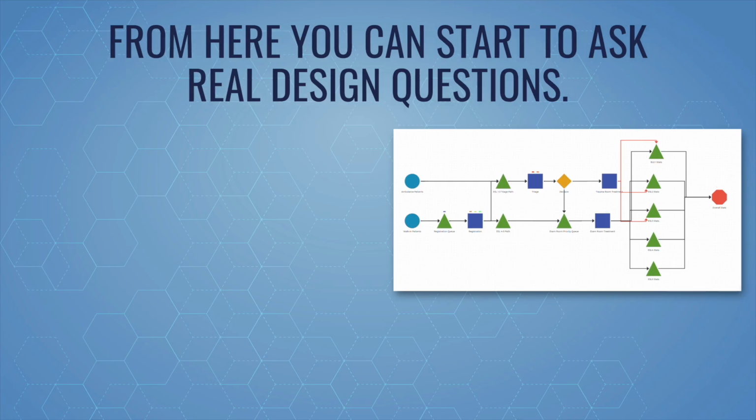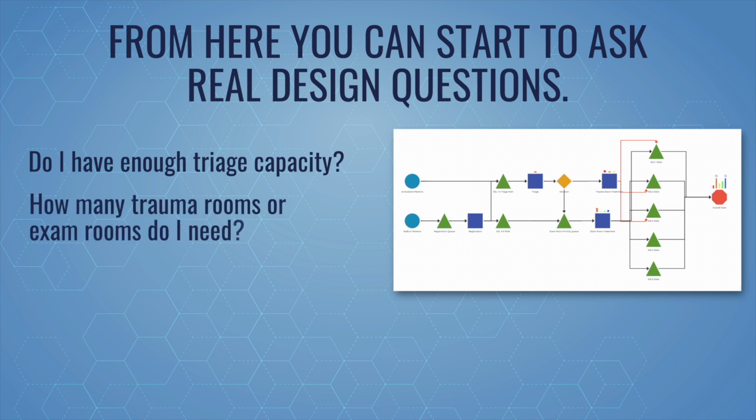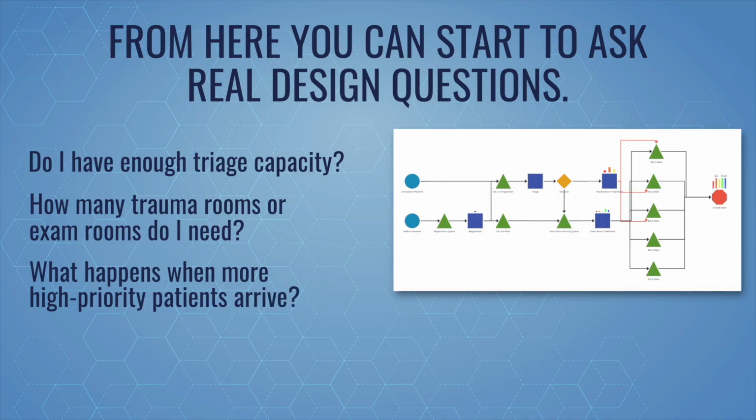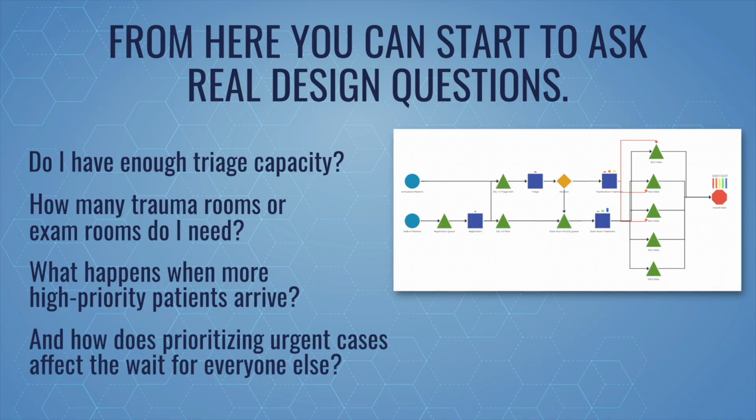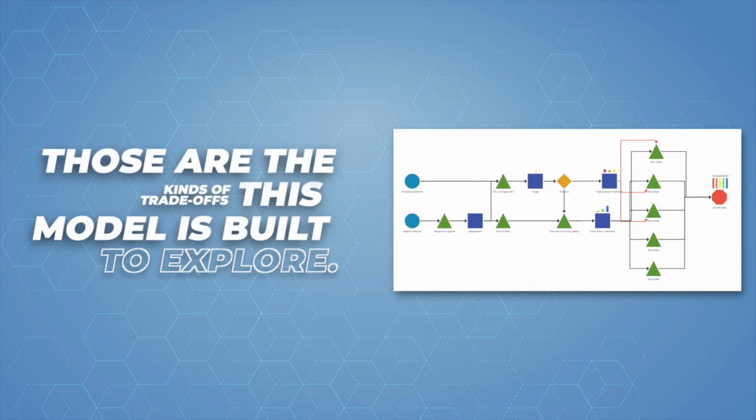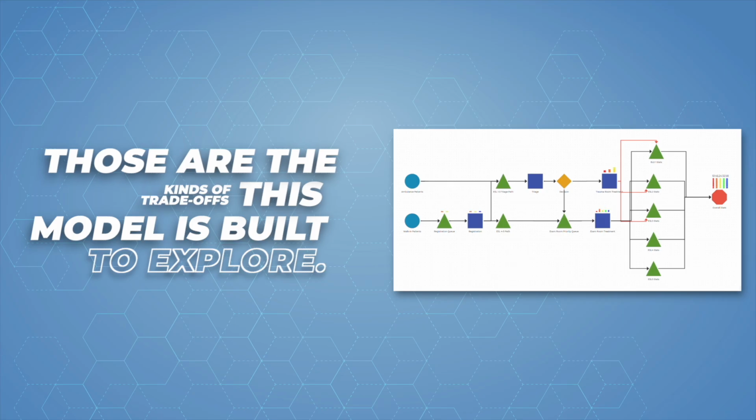From here, you can start to ask real design questions. Do I have enough triage capacity? How many trauma rooms or exam rooms do I need? What happens when more high priority patients arrive? And how does prioritizing urgent cases affect the wait for everyone else? Those are the kinds of trade-offs this model is built to explore.